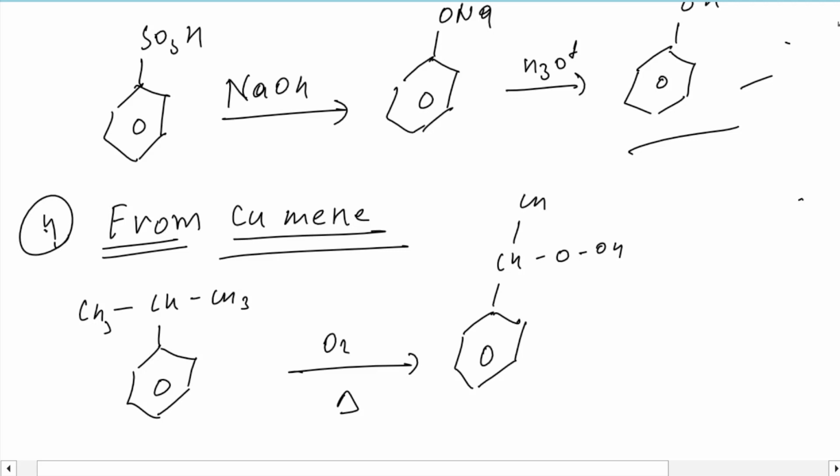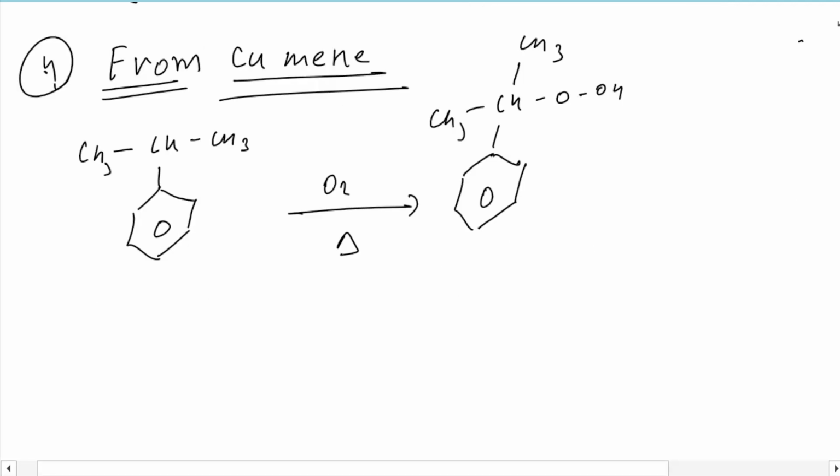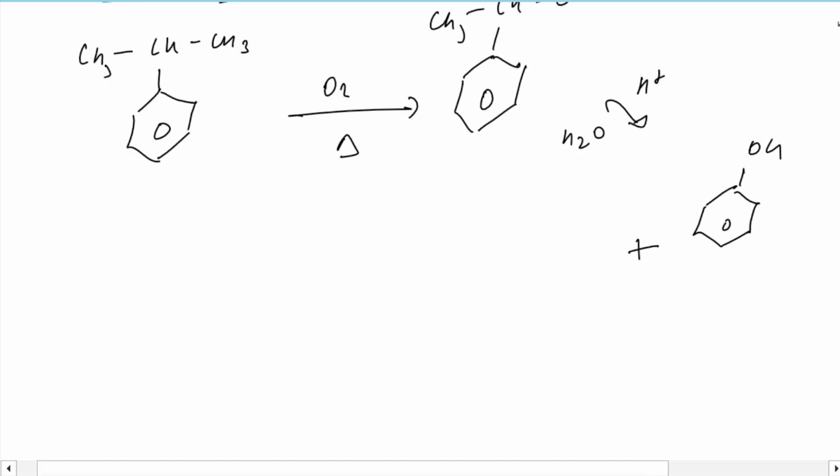OOH. Then it forms peroxide of isopropyl benzene, that is peroxycumene, which on hydrolysis will yield phenol plus acetone. Acetone is formed as a byproduct here, but this byproduct is something which decides the importance of this chemical reaction.